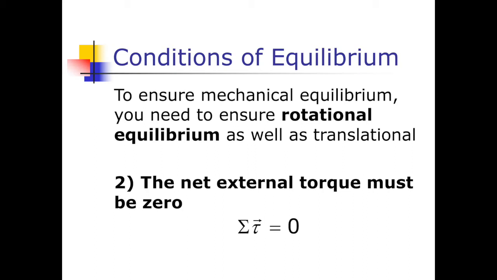And so if you see this equation down here, the sum of the torques is equal to zero, where tau, the Greek letter tau, is representative of this idea of torque.